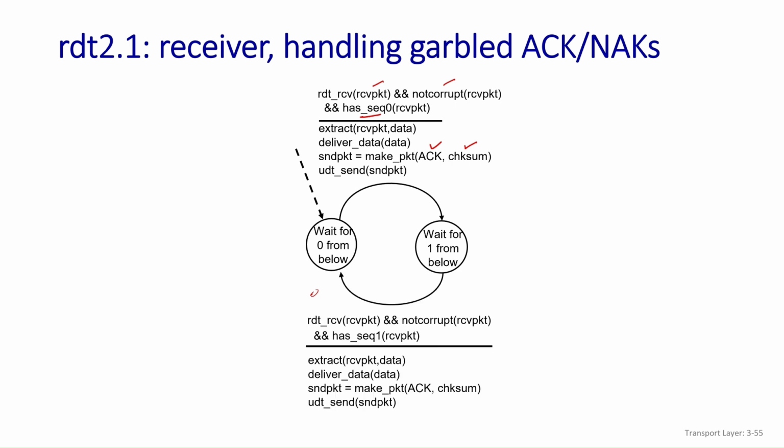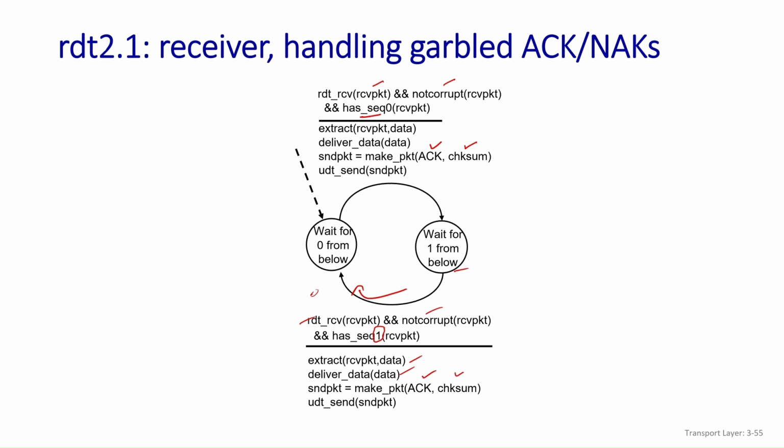Similarly, in a sunny day scenario, a perfect scenario where there's no error, the same similar event will take place to make a transition from wait for 1 from below to wait for 0 from below, right? So now, if in this state a packet is received and the packet is not corrupt, and most importantly has sequence number 1, then the data will be extracted and forwarded to the application layer, and we will generate an acknowledgement with checksum, and the acknowledgement will be sent to the other side, right?